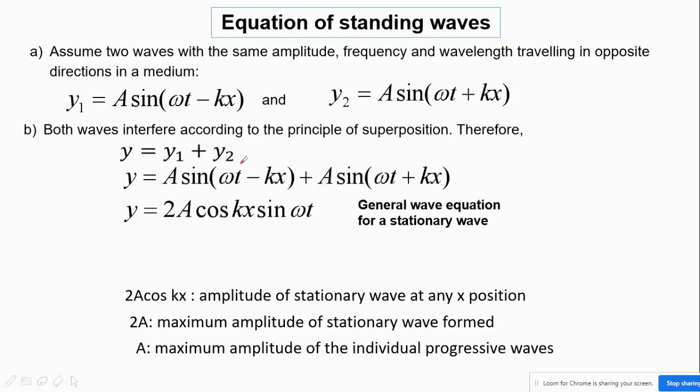Therefore, y1 plus y2, we will get 2a cos kx sin omega t. This is the general equation of the stationary wave. Please take note that 2a cos kx is the amplitude of the stationary wave at any x position. 2a itself is the maximum amplitude of the stationary waveform, and a is the maximum amplitude of the individual progressive waves.